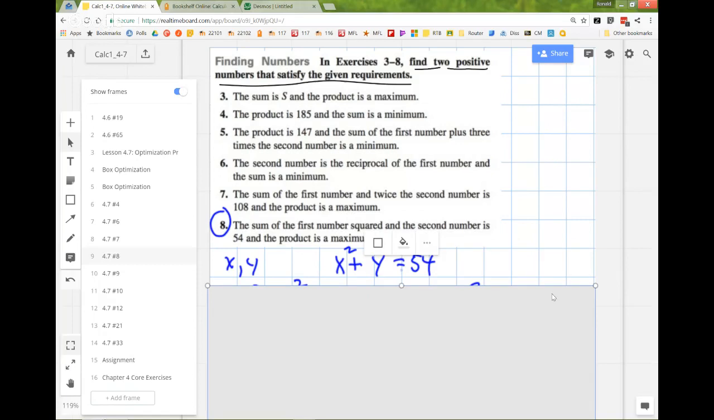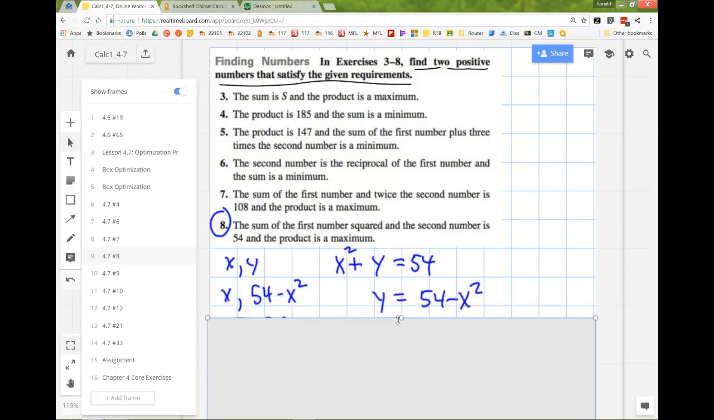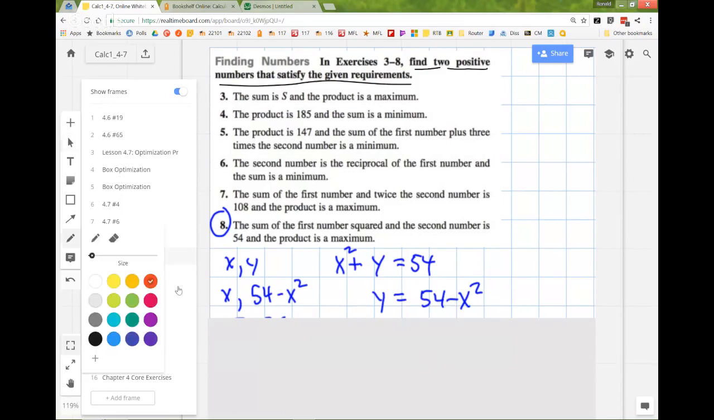So here they are. The two numbers will start off with x and y. The first number squared plus the second number is 54. So x squared plus y equals 54. Again, we don't want a y, so we're going to solve for y. Subtract x squared from both sides. So here's another name for y. So what are our two numbers? They are x and 54 minus x squared.